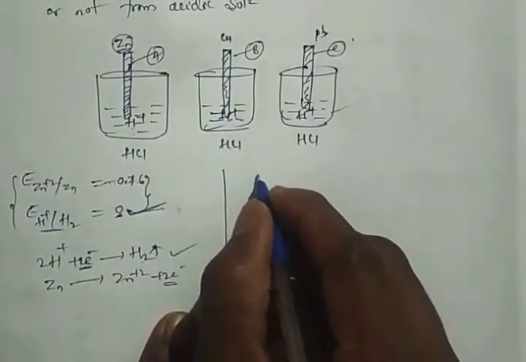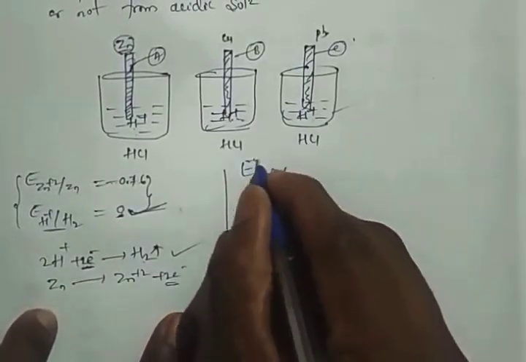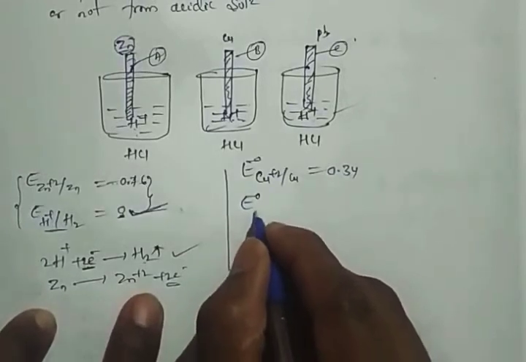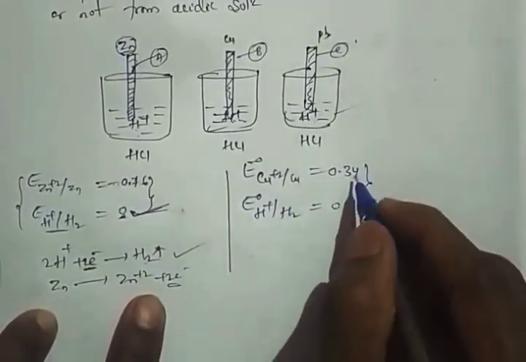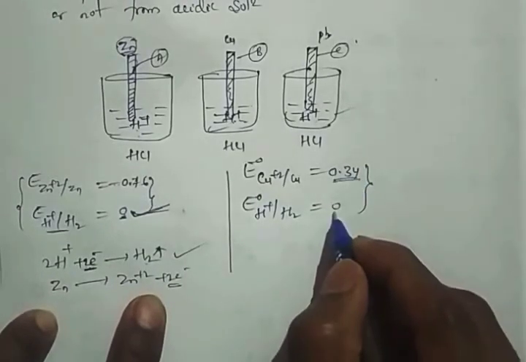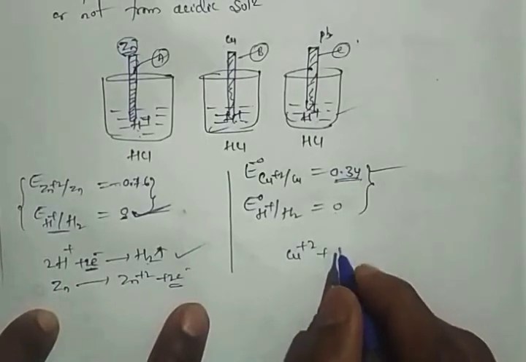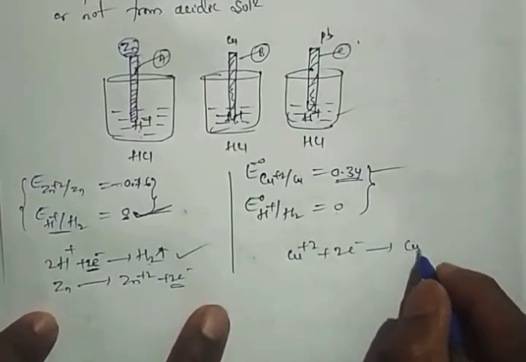Whereas in the case of copper, the reduction potential value is 0.34, whereas the reduction potential of hydrogen is equal to 0. Among these two, 0.34 is greater, so copper undergoes reduction: Cu2 plus plus 2 electrons gives rise to copper.